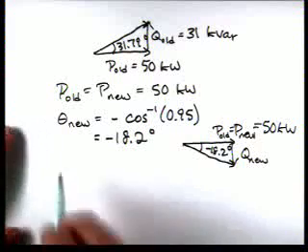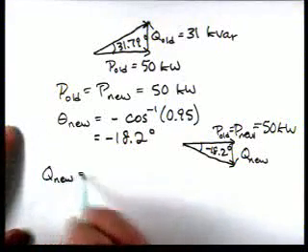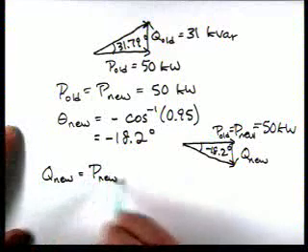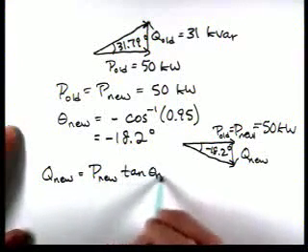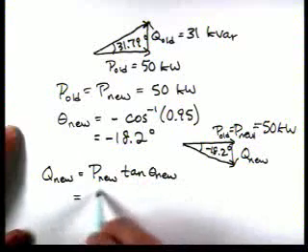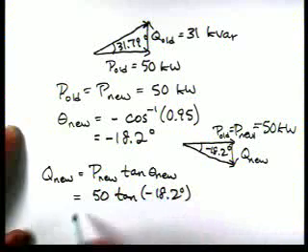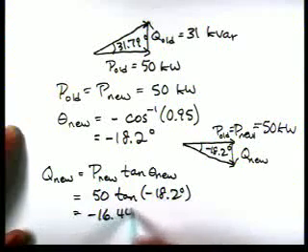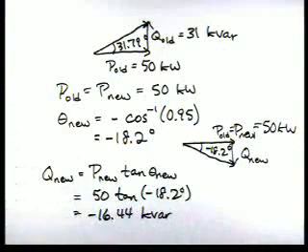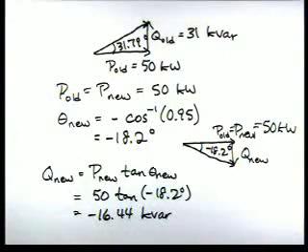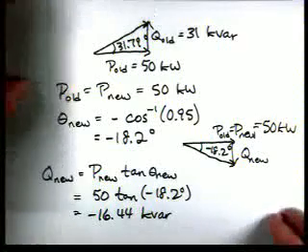So now Q new is P new, which is P old, times tangent theta new. So we have 50 times the tangent of minus 18.2 degrees, which is minus 16.44 kvar. Okay. So now we've got theta new and Q new. So now step 4 says now calculate Q of the cap.